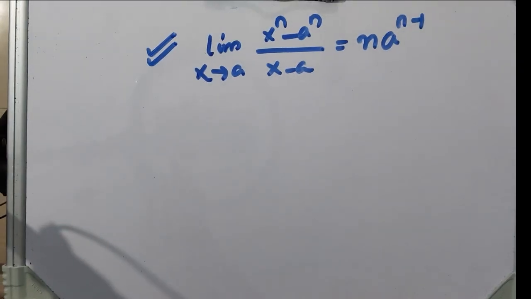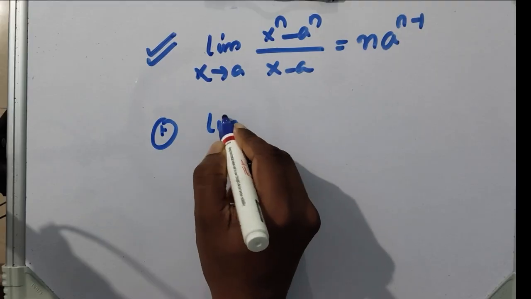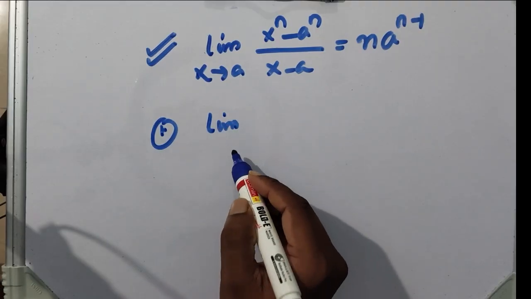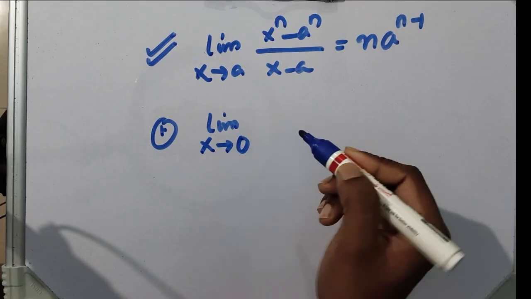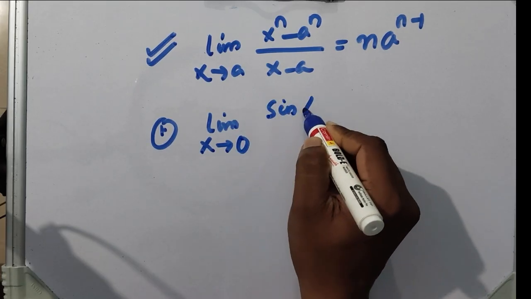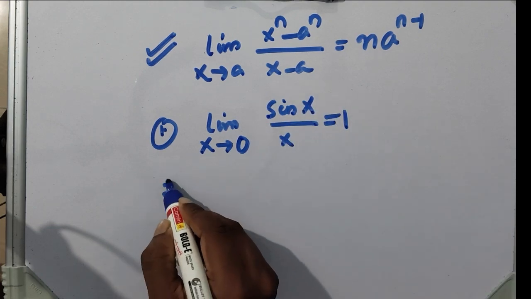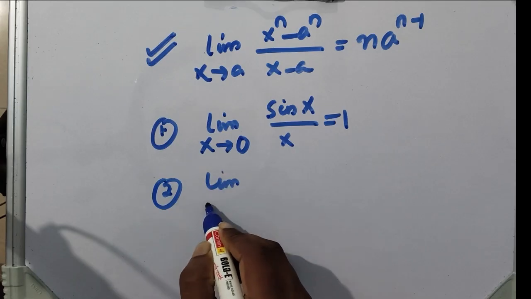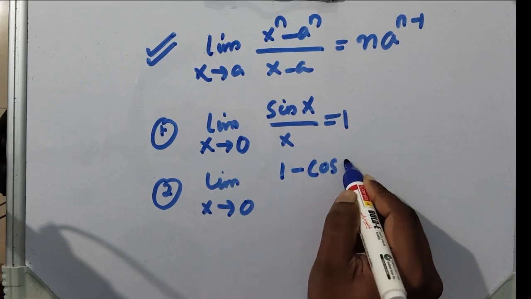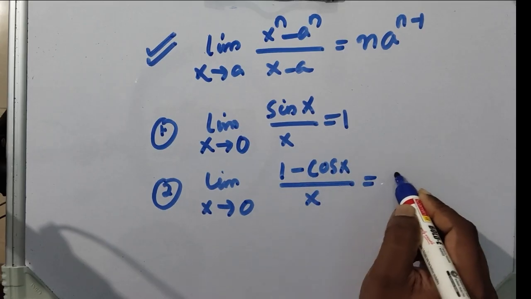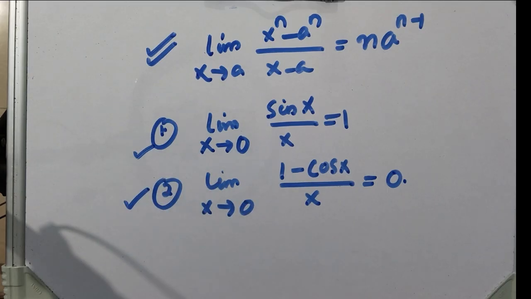And there are also two important formulas. Number 1, limit x tends to 0 of sine x by x is equal to 1. Number 2, limit x tends to 0 of 1 minus cos x by x is equal to 0. These are two important formulas, just memorize them.